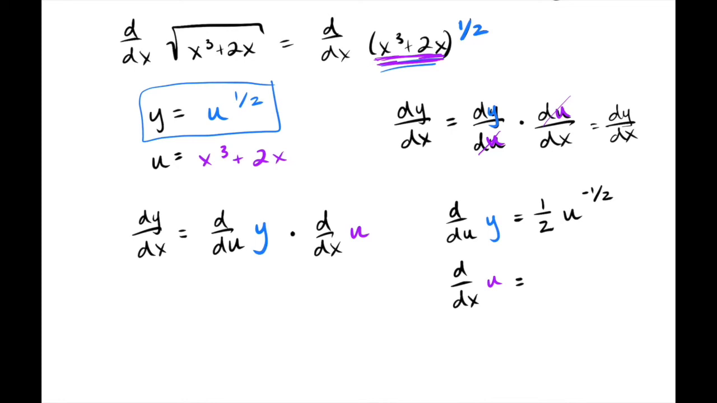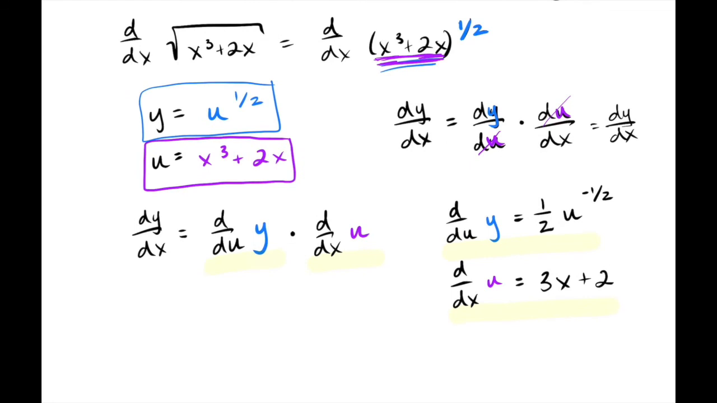And the derivative of u with respect to x, looking at this guy up here, is also relatively straightforward. So using our power rule, we just find 3x squared plus 2. All right, so now all the pieces are laid out here. I have my dy, du. I have my du, dx. Now I just need to put them together.